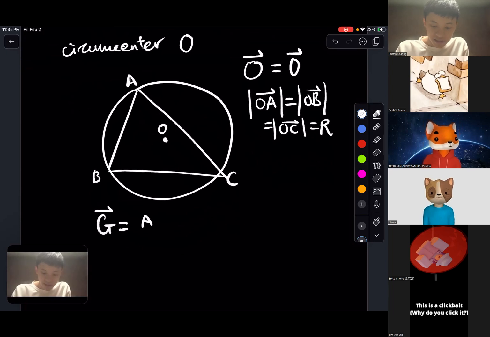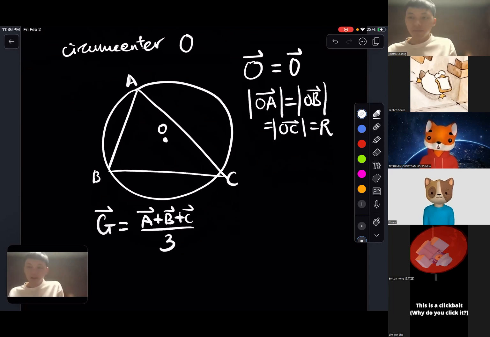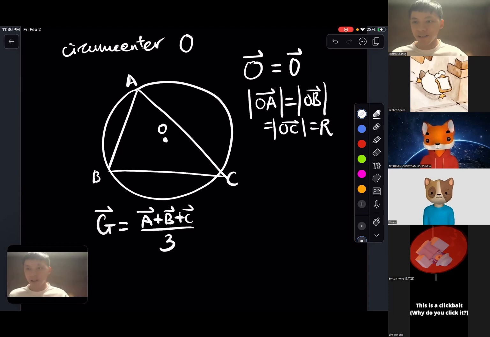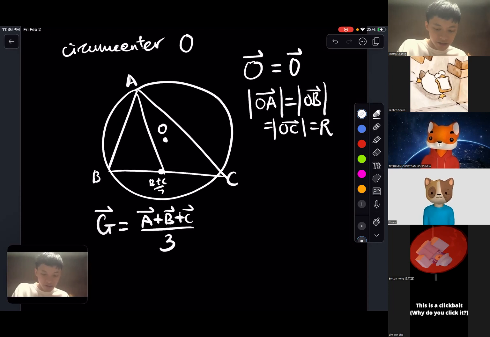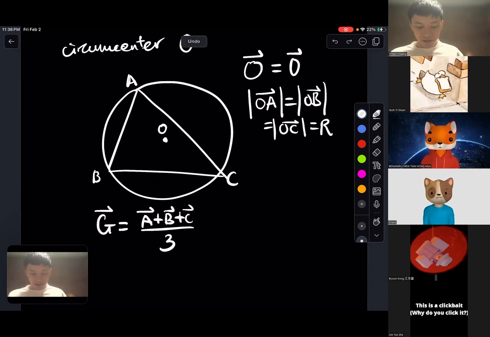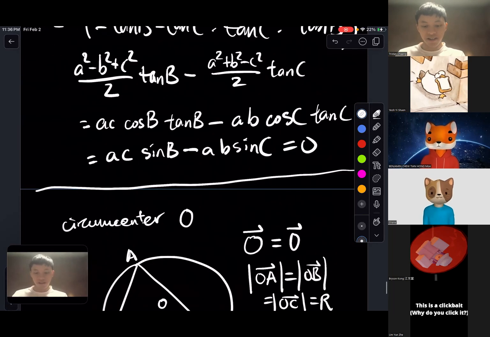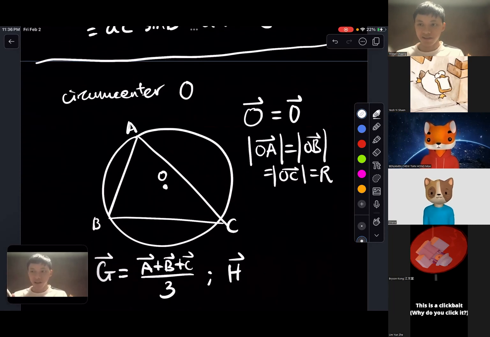G is still A plus B plus C over 3, right? Because you can carry this over from the barycentric coordinate of G. But again, you don't really need barycentric for this. It's just basic vectors. You just take the midpoint of BC and then take A, and then you take this. So G is this. Similarly, you can find H by using the tangent A, tangent B, tangent C thing. But we're not going to do that.